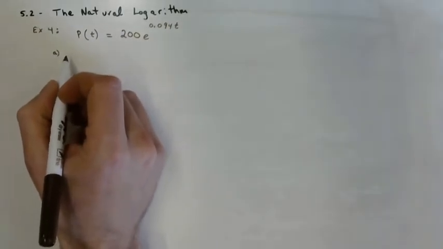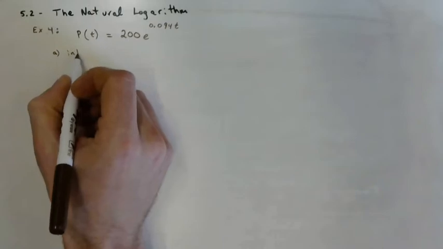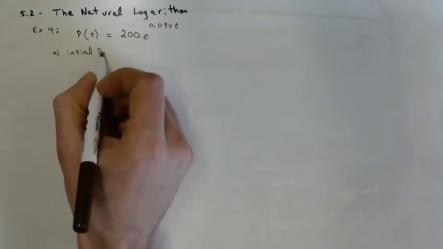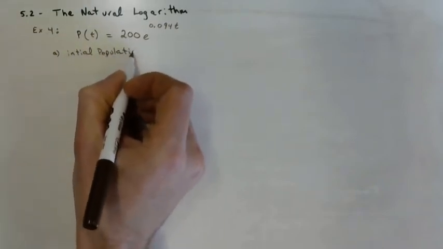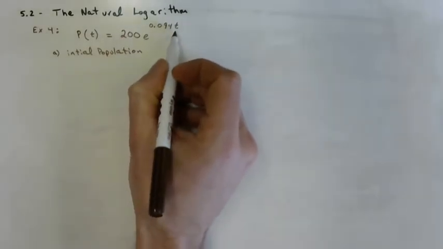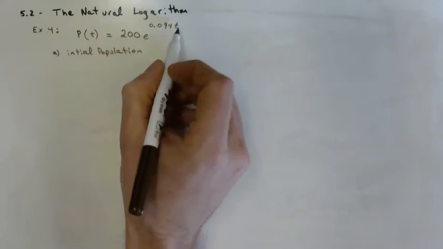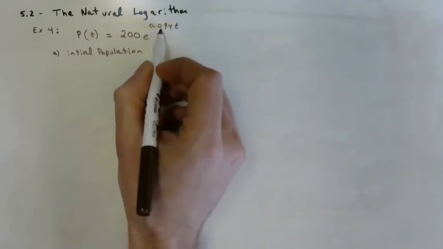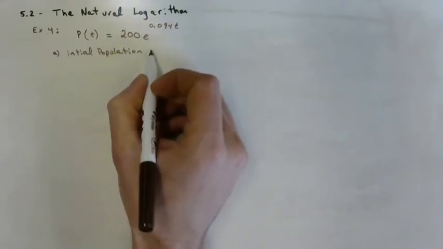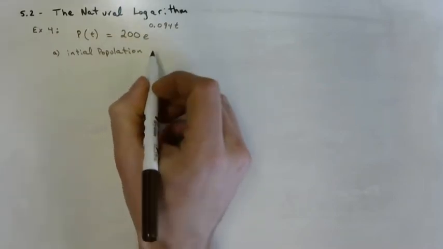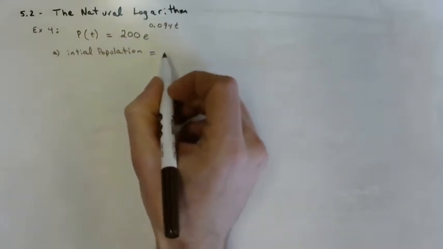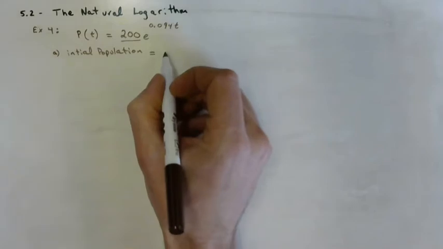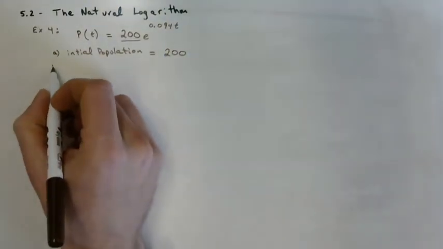Instead, in A, we have to determine the initial population. We can do that at any time by setting t equal to 0. If we set t equal to 0, you'd get an exponent of 0. E to the power of 0 is 1. 1 times 200 is 200. But if we know how our exponential equations work, then we know that the initial population is just given. Initial population is 200.